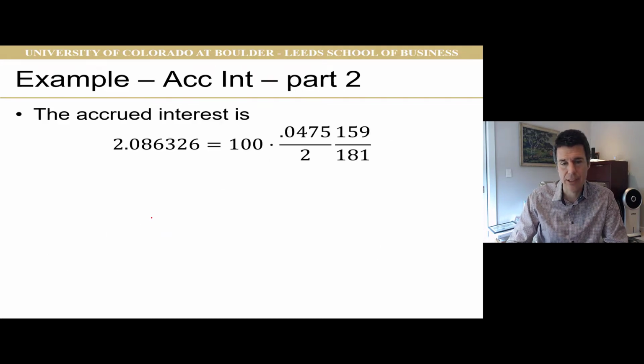And we calculate the accrued interest is 100 times the coupon rate, 4.75%, divided by 2, times days since last, 159, divided by the days in the period, 181. The accrued interest on this bond is 2.086326. So that's the accrued interest. It's a calculation right now for $100 of principal.